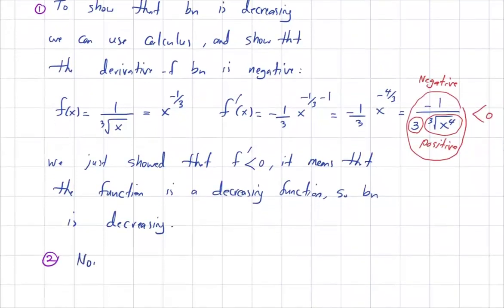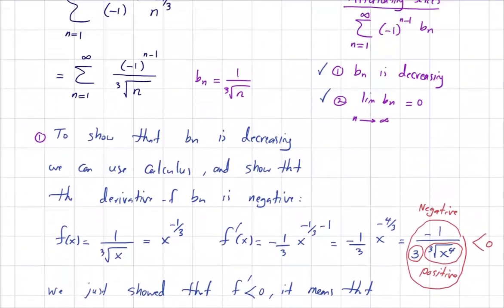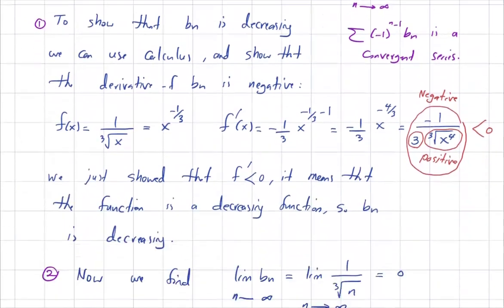Now, we find the limit of bn as n goes to infinity. This is the limit of 1 divided by the third root of n as n goes to infinity. It's indeed equal to 0. So the second condition is met. So since these two conditions are met, our series is a convergent series. So this is your conclusion.